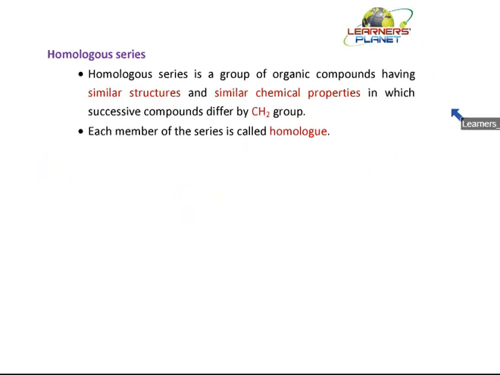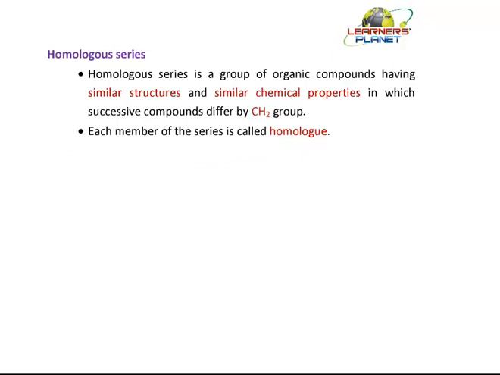Now here, what is a homologous series? A homologous series is a group of organic compounds having similar structures and similar chemical properties. They differ in their physical properties, in which successive compounds differ by a CH2 group. Each member of the series is called a homologue. Now I'll give you one example of this.